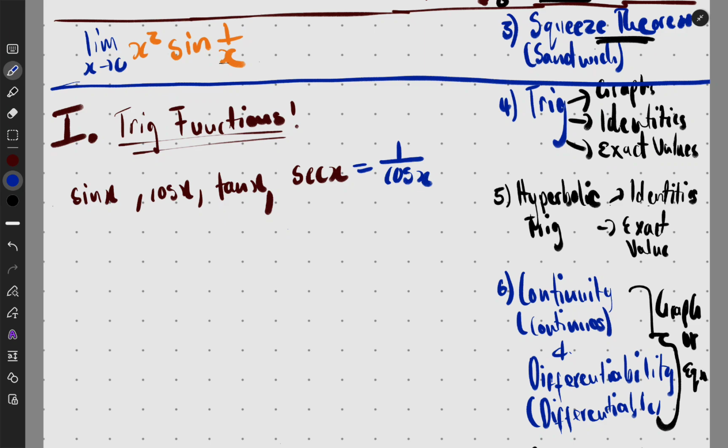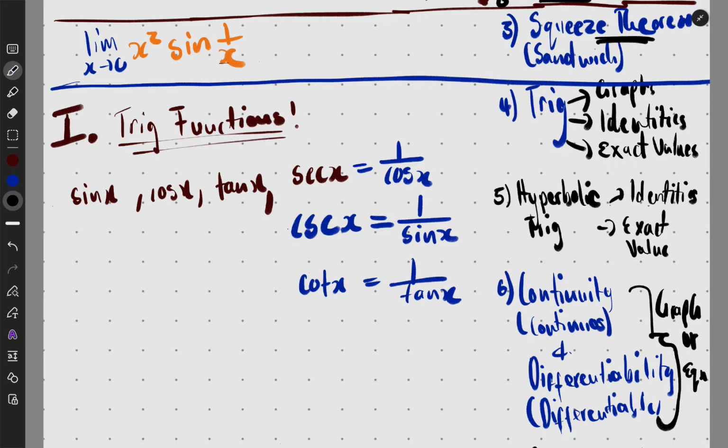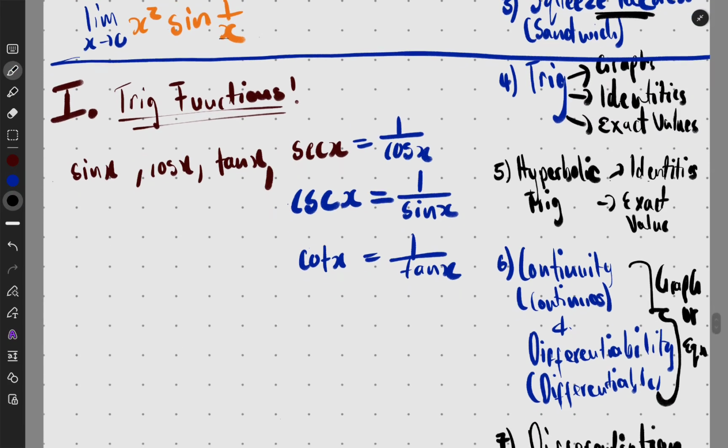So sec x will be 1 over cos x, and then we have cosec x. In full, it's cosecant, but we just write it as csc x. You'd say, oh, that's 1 over cos. No, don't follow your gut for these ones. Please remember, I say don't. It is 1 over sine x, okay? It's actually the opposite. Then cot x will be 1 over tan x. So we have these three. These must be known. These are just the trig functions.